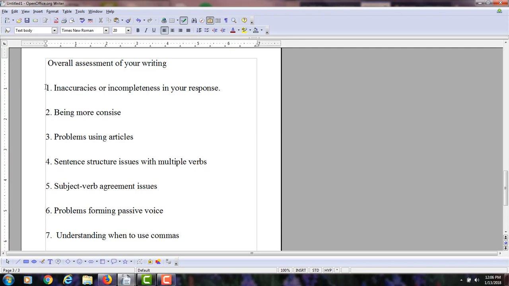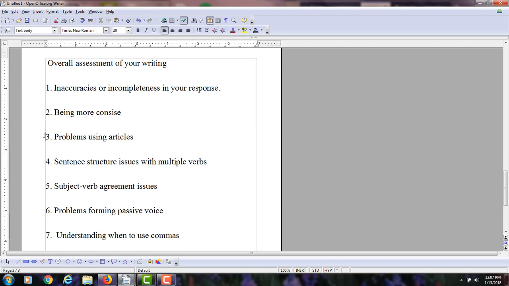Make sure that you can capture the main ideas of both the reading and the listening, and then some of those important support points. Number 2, being more concise. Sometimes you can get rid of some of your unnecessary words. You remember in the introduction, I was actually able to cut that by 50% by getting rid of some repetition and some unnecessary ideas there.